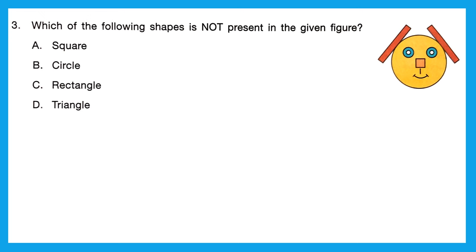Question 3. Which of the following shapes is not present in the given figure? Let's see all the options. A, square. Can you see a square in this figure? I can see it. The nose is a square. B, circle. The face and eyes are circular. C, rectangle. Can you see the ears? Those are rectangular shaped. D, triangle. I cannot find a triangle in this figure. So our right option should be D, triangle. Triangle shape is not present in the given figure.